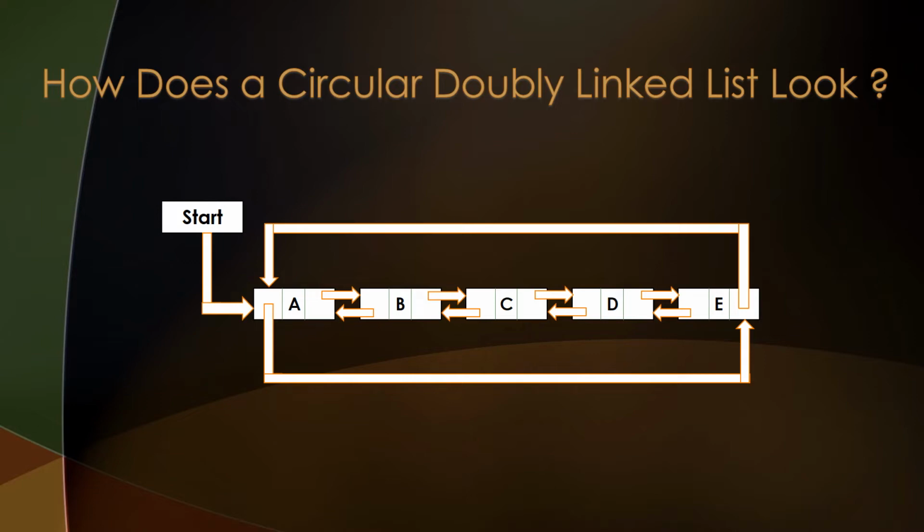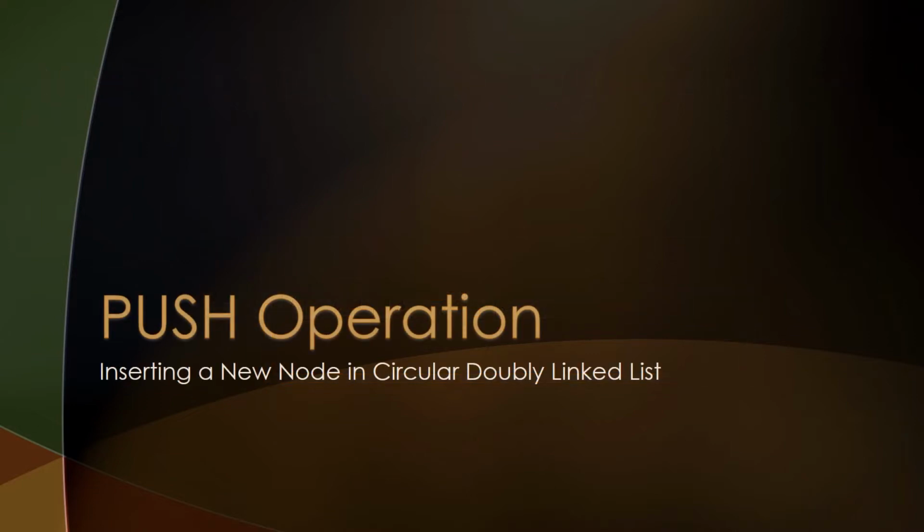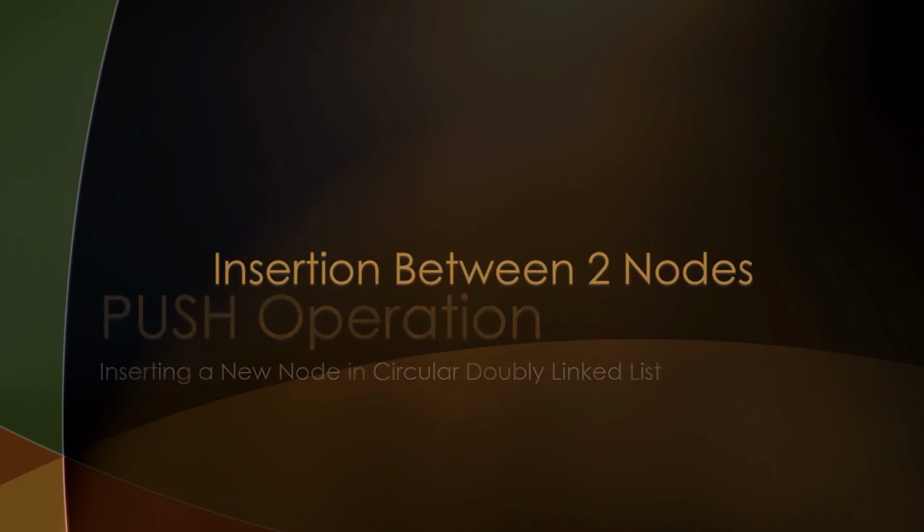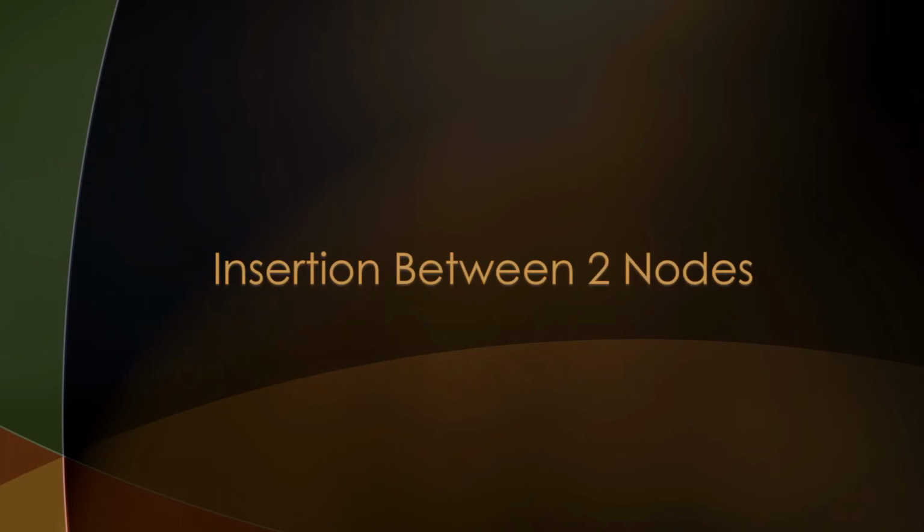So now I'll begin with the operations on the linked list. The first would be push operation, where we'll be inserting a new node in a circular doubly linked list. First would be insertion between two nodes. For insertion between two nodes, the procedure is exactly as I have stated in my previous video of doubly linked list. For inserting between two nodes, we just need to change the pointers of the new node as well as the two nodes between which we need to insert the new node.